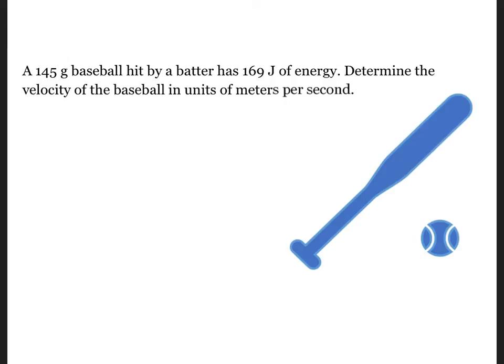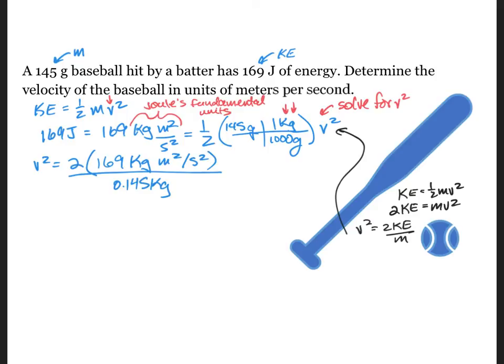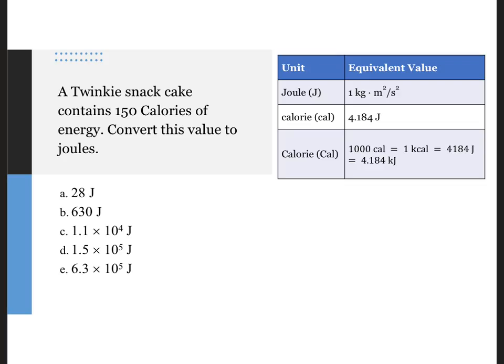What if we're given the mass and the energy and asked to solve for velocity? Set up the equation, plug in what you know in the correct units, then solve for velocity. A Twinkie snack cake contains 100 capital C calories of energy. Convert this value to joules.